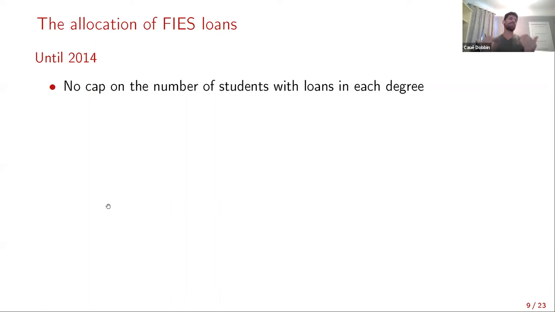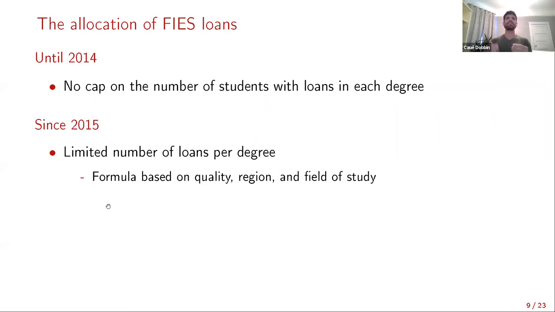The way they did that was to limit the number of loans per degree. They had a formula in the law based on the degree quality, region, and field of study. So if you are in São Paulo, you have quality 4, and your field of study is anthropology, you can have at most, say, 5 people with loans in a degree. So now I have those caps on how many people with loans you can have in each degree. And you then also need a rule for how to allocate those spots to students, because some degrees are going to be very high demand, and everyone will want a loan for that degree.